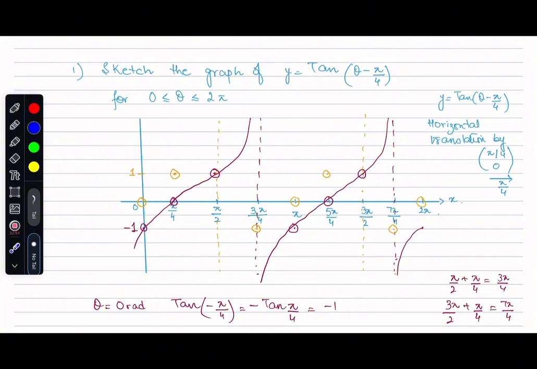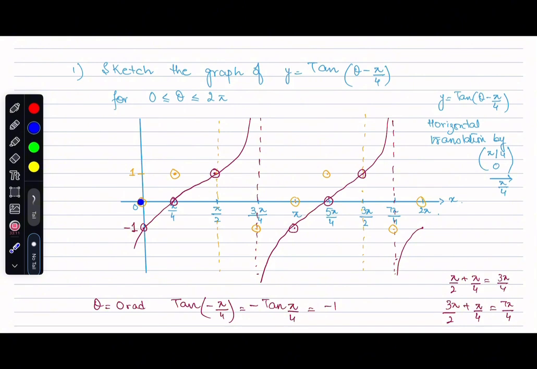And then 3 pi by 2, which was asymptotic here, should be asymptotic now at 7 pi by 4, and 7 pi by 4, which was a negative 1, should now be at 2 pi. So this is how the graph just moved in the positive pi by 4 direction.